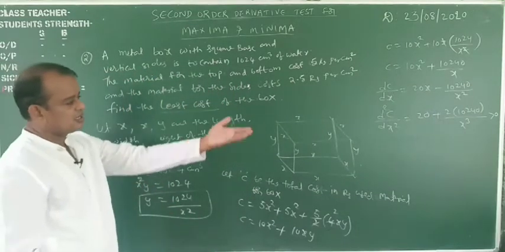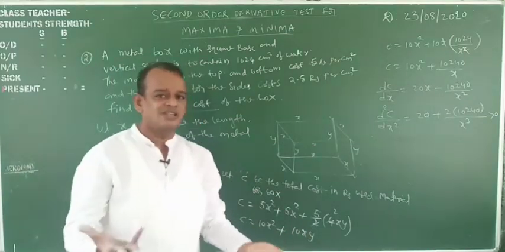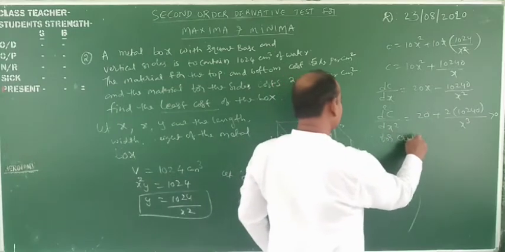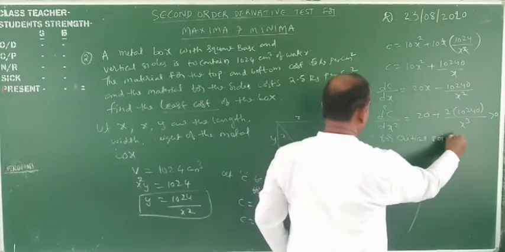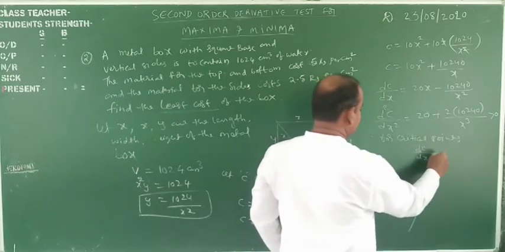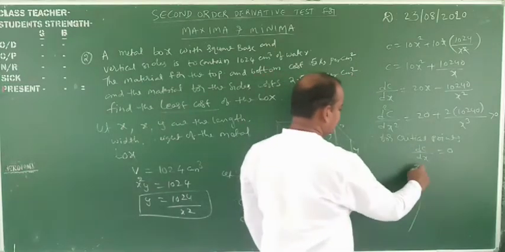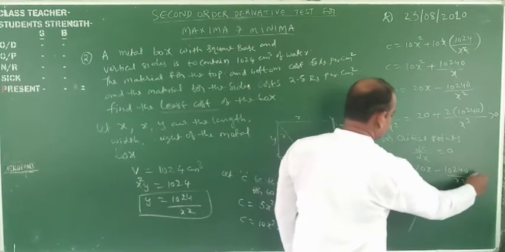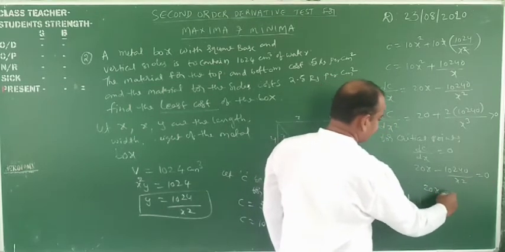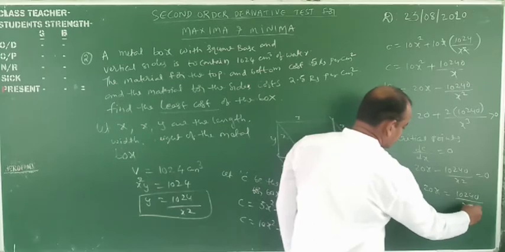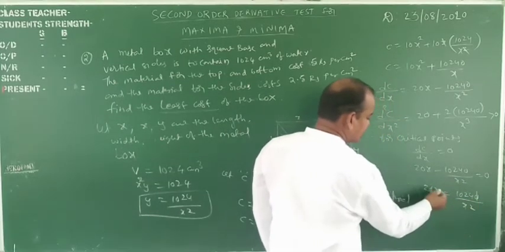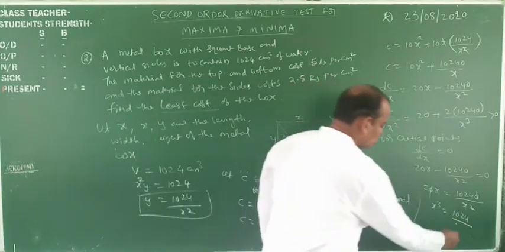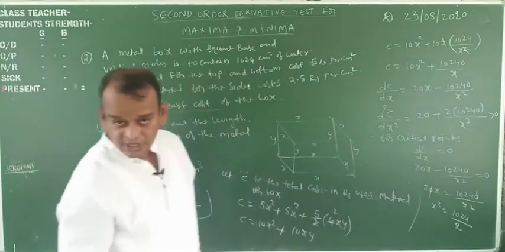Find the least cost of the box. Cost must and should be least. What is the least cost? First, you find the critical points. For critical points or stationary points, or for maxima and minima, dc by dx is equal to 0. Okay, my dear students, 20x minus 10,240 by x square is equal to 0. Now 20x is equal to 10,240 by x square. Now 0 0 cancel, x square into x, x cube is equal to 10,240 by 20, that is 512. What happened next step?